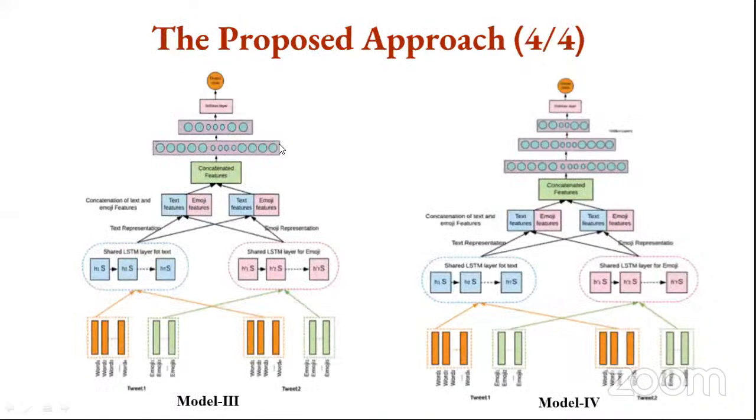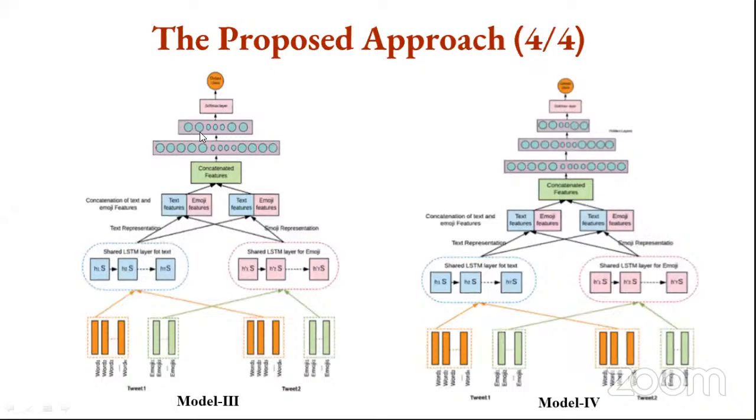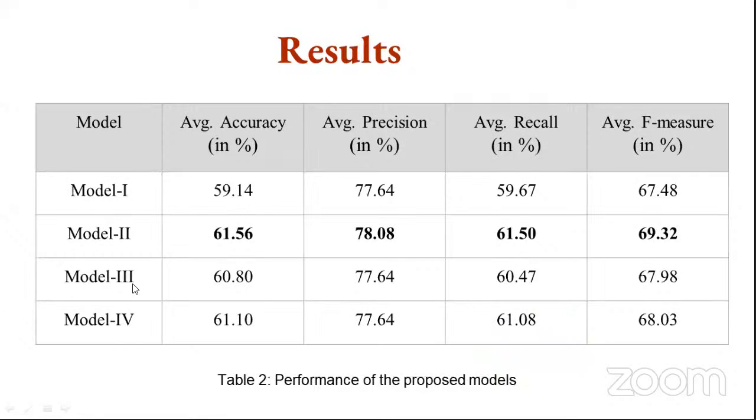And these are the different variants of our proposed approach. Initially, in the previous case, concatenated features were only passed through the softmax, but now we have put some layers in between. So the concatenated features are passed through some layers of neurons, and then finally we are predicting. Here there are two layers, here there are three layers. So these are the results, different models and the results. You can see that our model 2 is giving us the best result. It is giving around 69% F measure and around 61% accuracy.